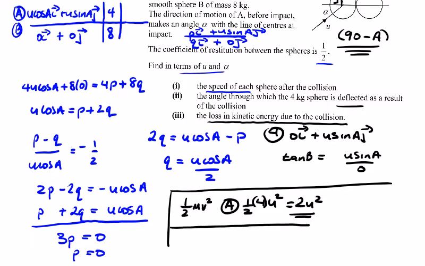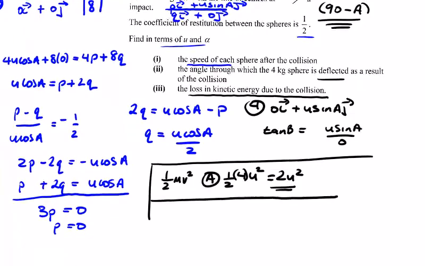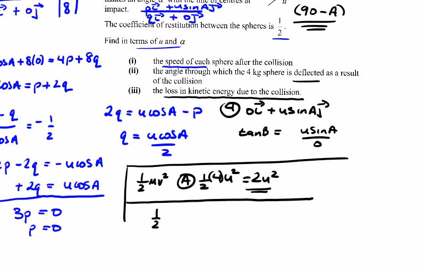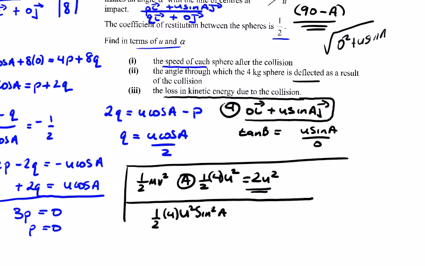Afterwards, for A we have a half times 4 times the square of the speed, which is the square root of 0 squared plus u sin alpha squared, but that whole thing is squared anyway, so the square root goes away. So that's 2u squared sin squared alpha for A afterwards.